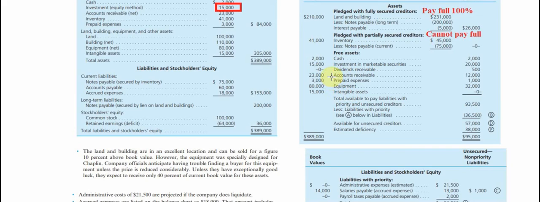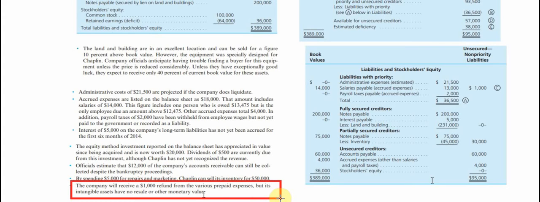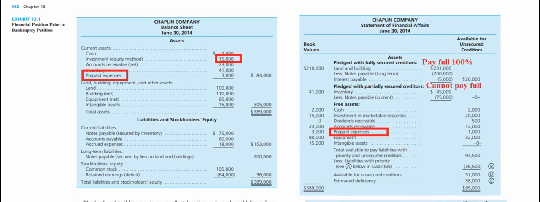The next one is about prepaid expense. We have prepaid expense here of $3,000. However, we receive a refund from the prepaid expense. They provide it here too. So we receive only 1,000 from the prepaid expense.